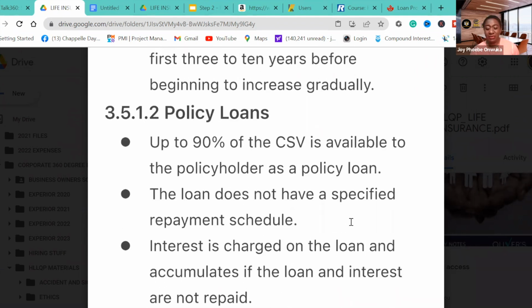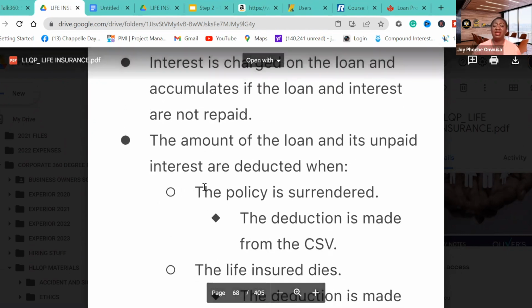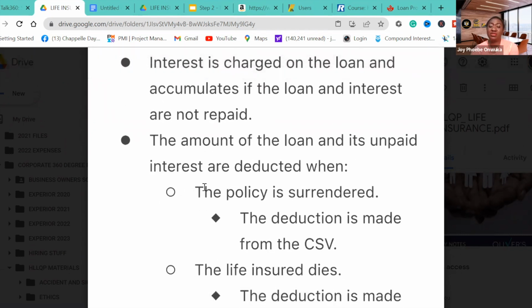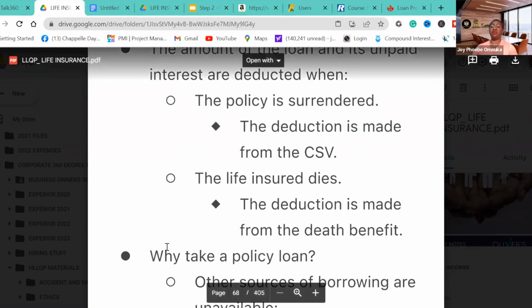Policy loan. Now, up to 90% of the cash surrender value is available to the policyholder as a policy loan. The policy loan does not have a specified repayment schedule. Interest is charged on the loan and accumulates if the loan and interest are not repaid. Okay? Now, the amount of the loan and its unpaid interest are deducted when the policy is surrendered, and the deduction is made from the cash surrender value. And when the life insured dies, the deduction is made from the death benefit.